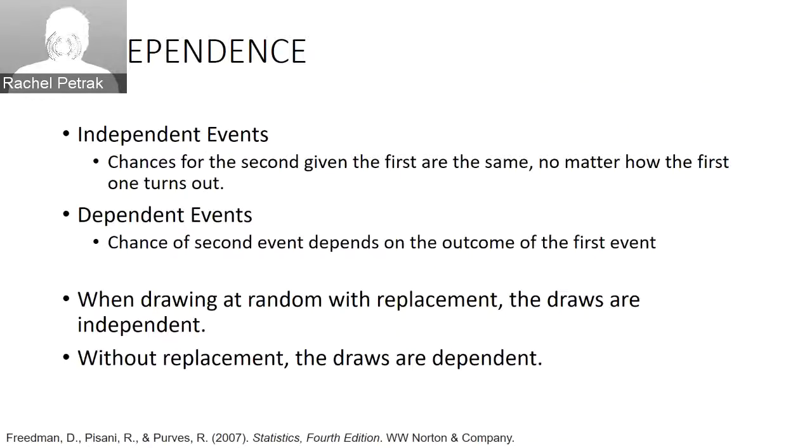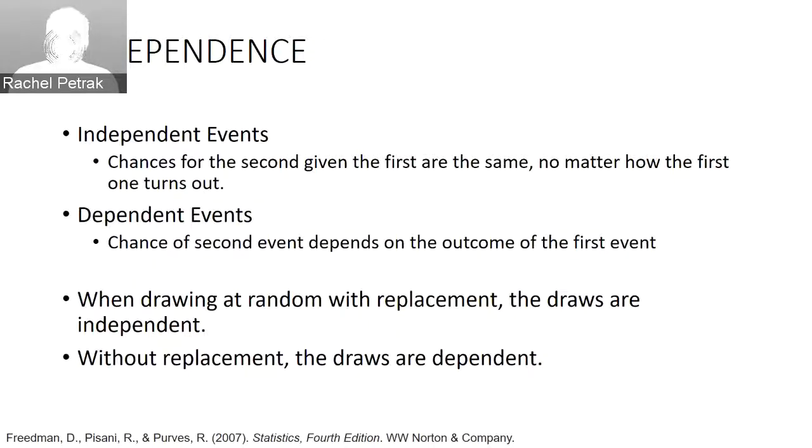Because we need to take into consideration, when we are looking at two events, whether they are independent events or dependent events. In an independent event, the chances for the second, given the first, are the same, no matter how the first one turns out. The events are completely independent, like the 2 tosses of a coin, or however many tosses of a coin you want to make.